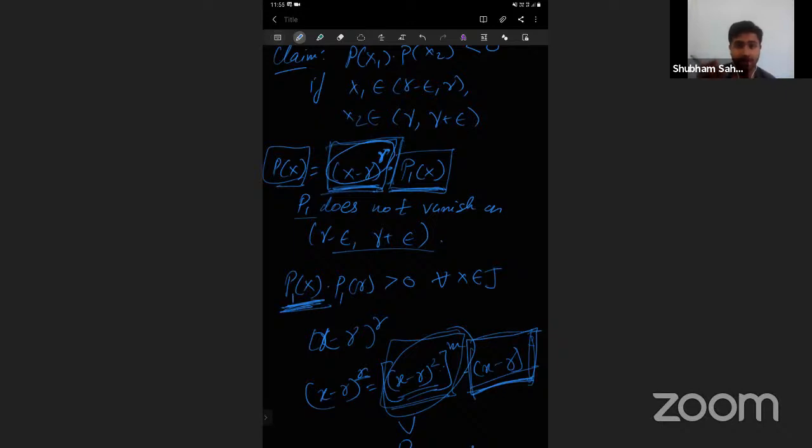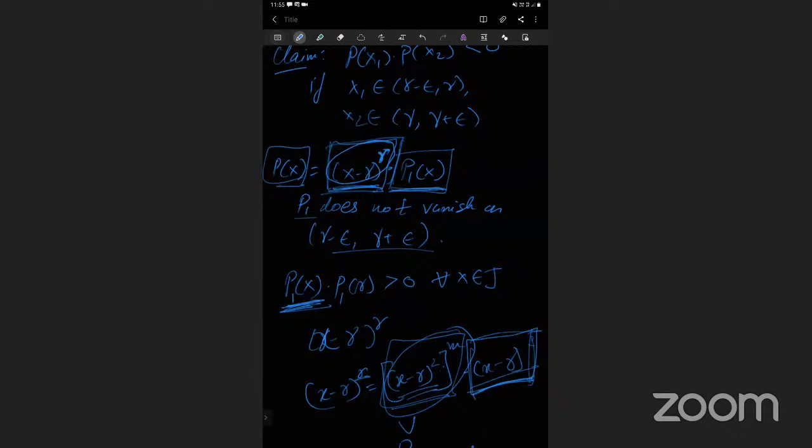If you just shift your origin to gamma, you just have x to the power r where r is odd, so it is well known that it will be negative on the negative side and positive on the positive side. So yeah, there you have it. Yes, sir, understood.